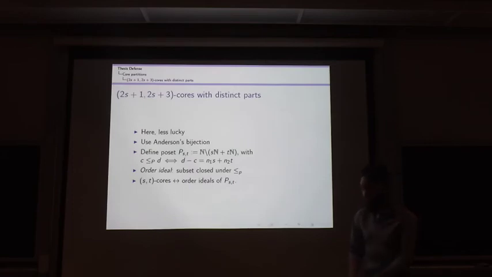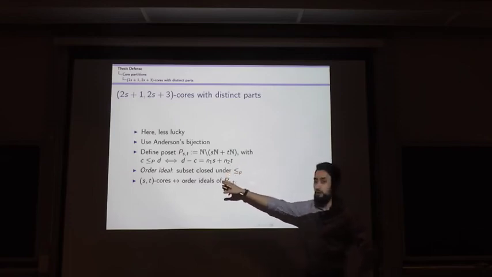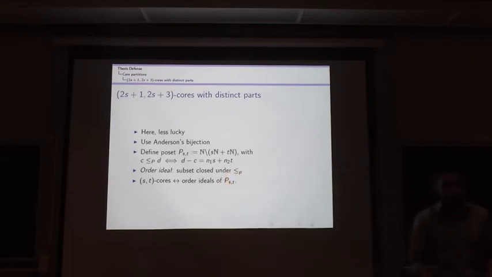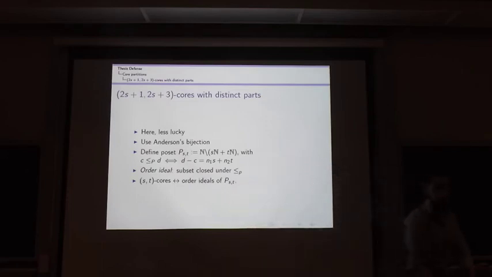In this case, we don't have that nice perimeter characterization. So what we did here is use a bijection, again according to Anderson, where first of all you define this poset. I'm not going to go too much into this, but given S and T, you can define a certain poset, and then the order ideals of this poset correspond with the core partitions. An order ideal is something closed under your relation. So if A is in my order ideal, then everything less than or equal to A is also in the order ideal.